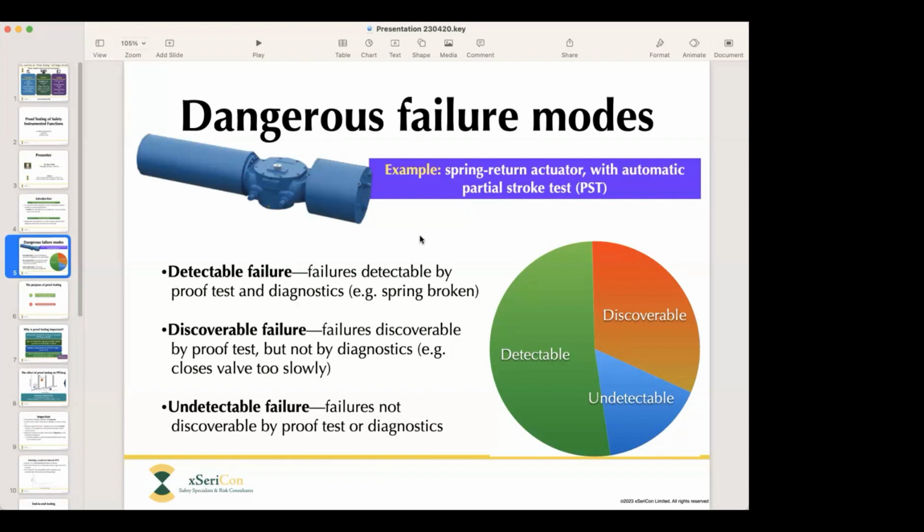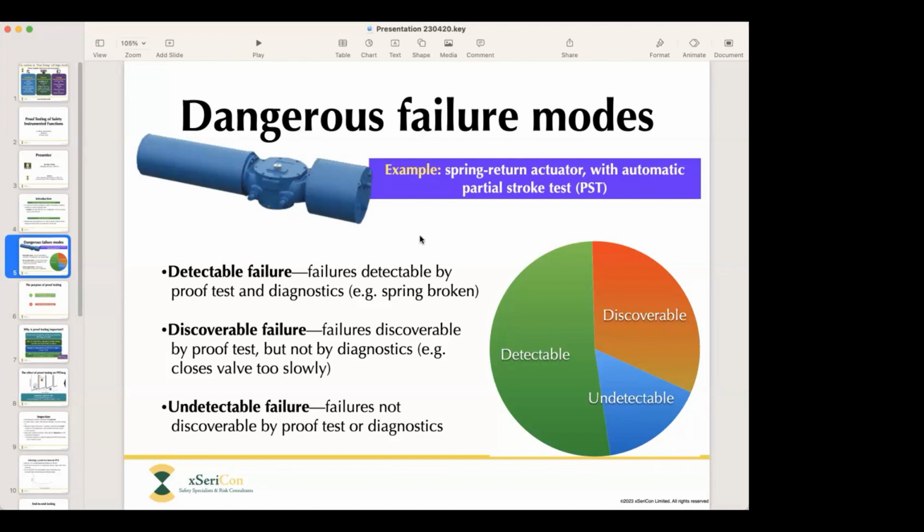There is some confusion in the industry about what is meant by the term detectable failure, because some people use the term detectable to mean detectable by proof test. But that's confusing, because we should be using the term detectable only to talk about failure modes that can be detected by diagnostics. So in order to avoid that confusion in exSILentia, we call failures that can be found with diagnostics detectable, and failures that cannot be found by diagnostics but can be found by proof testing, we call them discoverable. And that corresponds to the orange slice in the pie chart that you can see on the right of the screen.